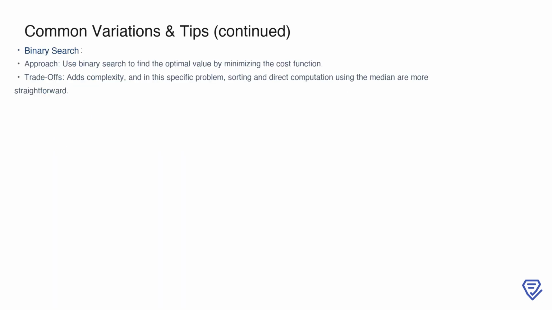Finally, binary search is another potential approach to solving this problem. By using binary search, you can attempt to minimize the cost function and identify the optimal value. However, this method introduces added complexity and isn't as straightforward as sorting and directly computing the result using the median. For this specific problem, the median-based approach remains the most efficient and practical choice, given its simplicity and performance. While binary search might be worth exploring in other contexts, here it's generally unnecessary compared to the direct computation approach.